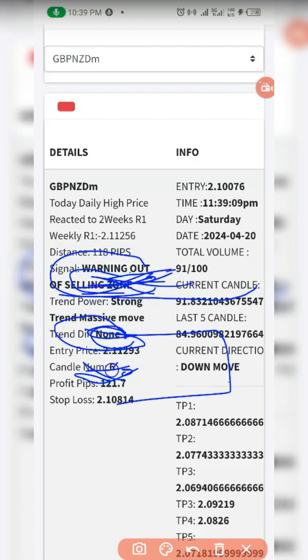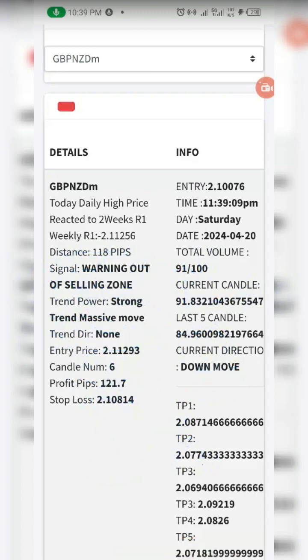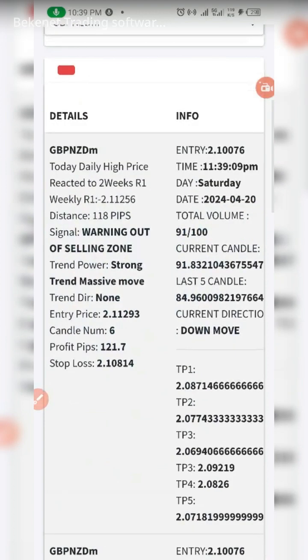So long as you're seeing zero here, trend direction, downward movement, oscillation, like I told you, it goes up and down. But if you want to avoid drawdown, just wait for it to align with this, then you go ahead with it. So this is the swing trade, which is the simplest and the most accurate. That's just it.